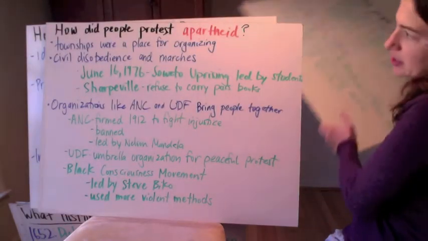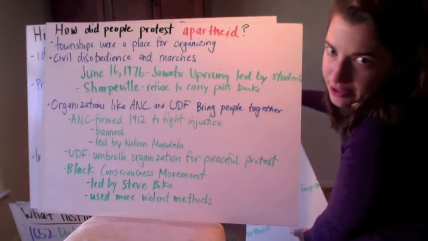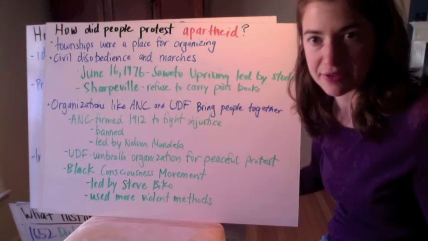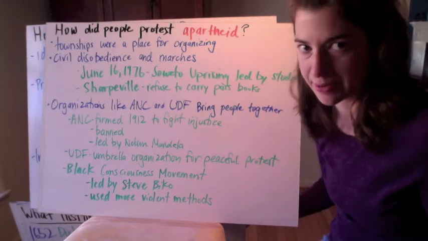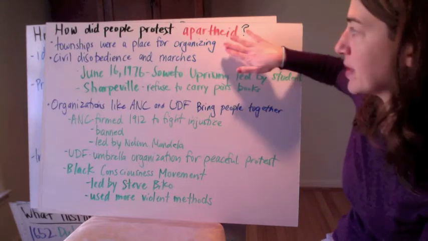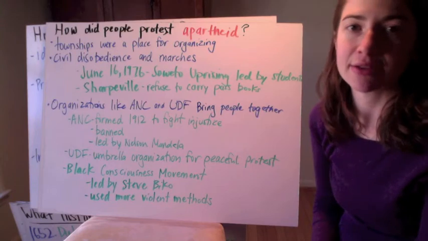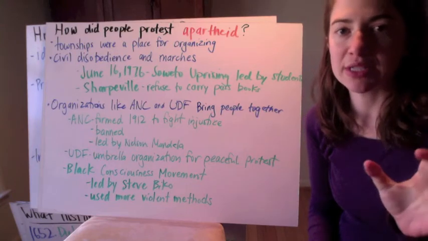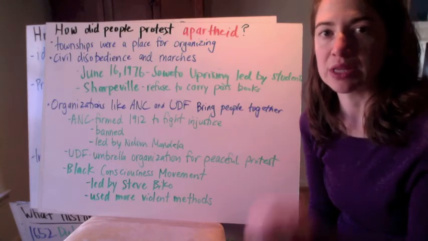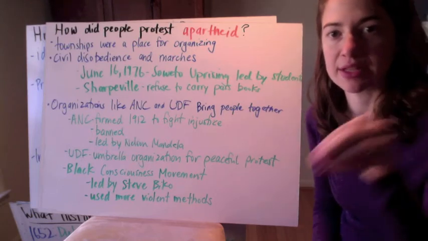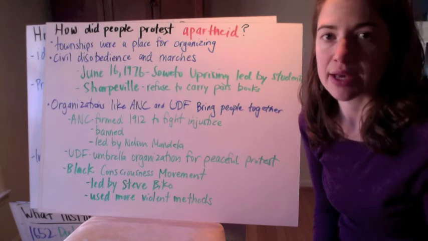All right, our next question is, well, how do people protest apartheid? Because, as you probably have seen, it wasn't very fair, so people aren't just going to sit there and take it. And so a big place for organizing is going to be the townships. The townships were those shack towns outside the cities where people who worked in the city would live if they weren't back in their homelands. They'd work in the city and then just travel a couple miles outside to the townships.